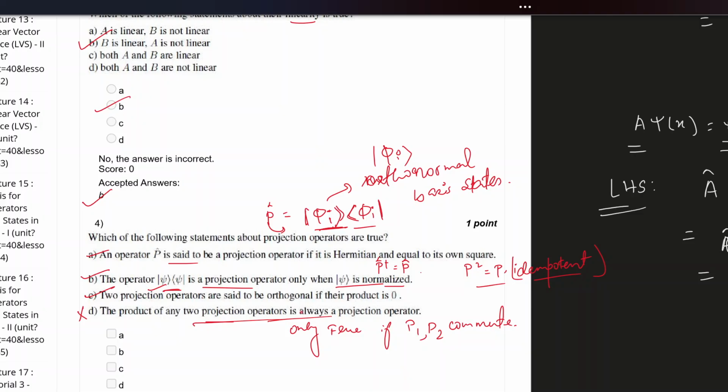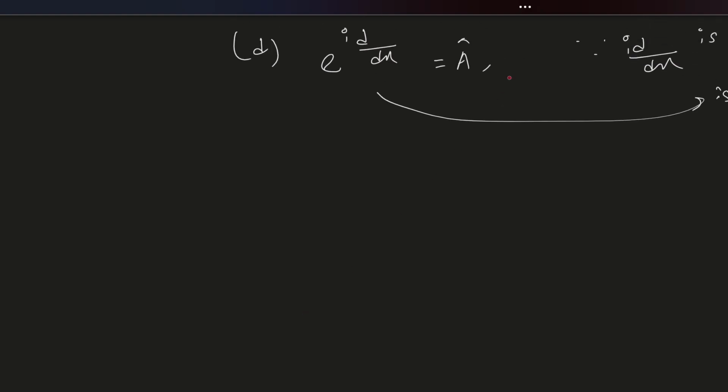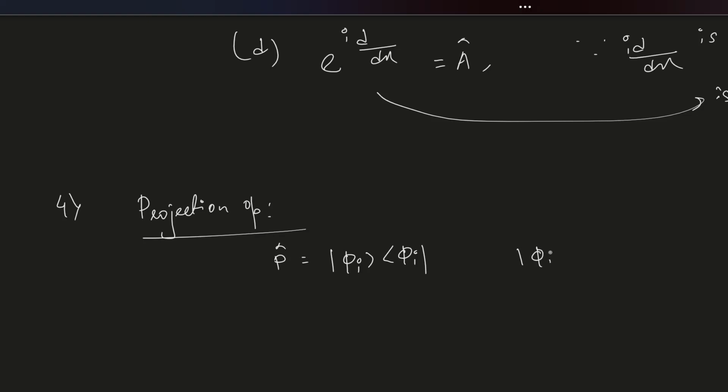Right? So let us derive and solve each of the statements one by one, and see why we are choosing them to be correct. So this is question number 4, and this is about the projection operator. We define it as P equal to, where phi I are orthonormal basis vectors.